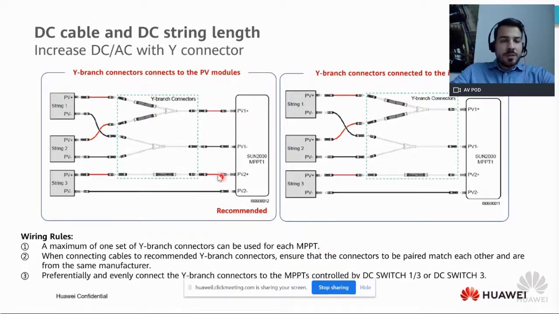Due to the standard and due to the PV panel manufacturing, in this case, if we are using three strings for one MPPT, we must include a fuse.